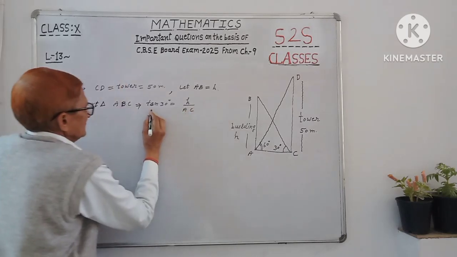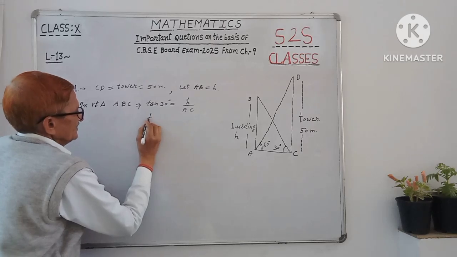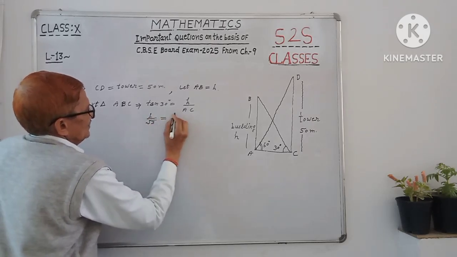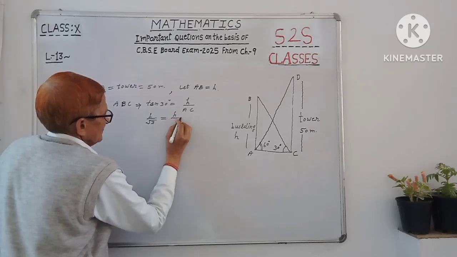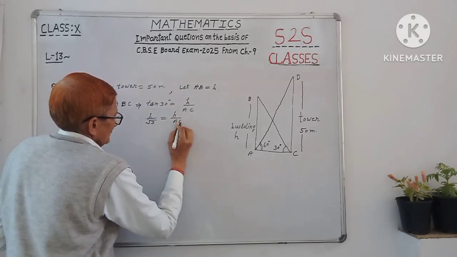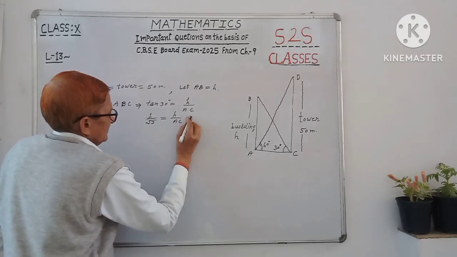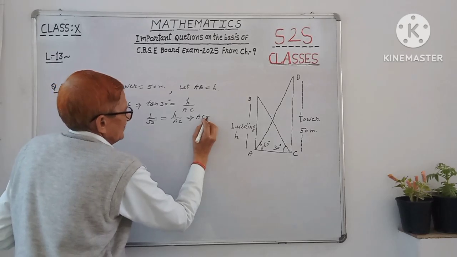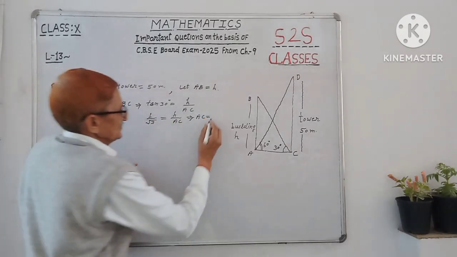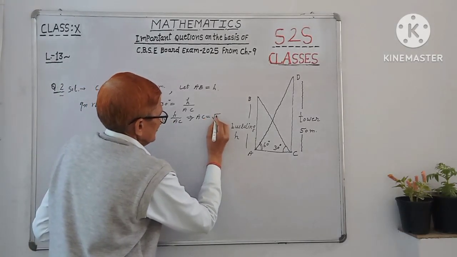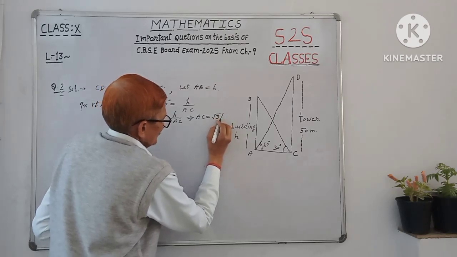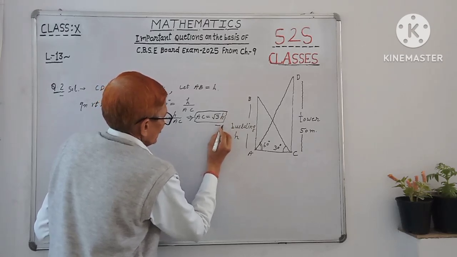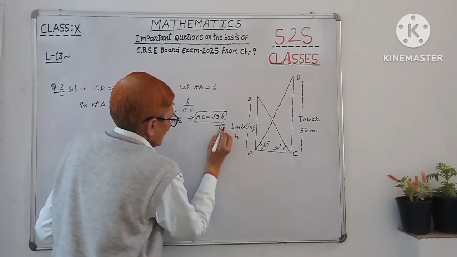Okay, then tan 30 is 1 upon root 3, which is equal to H upon AC. Take the AC value from here. Cross multiply, then AC will be equal to H into root 3, that is root 3H. Clear? So from the first angle, take the AC value and put it in the second right triangle.